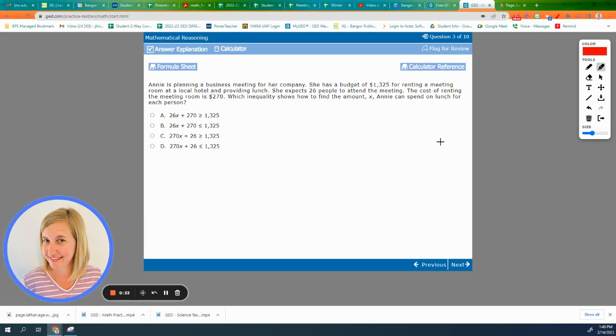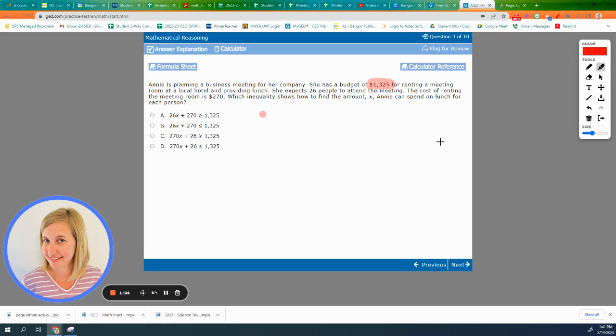Okay, so anytime you have a word problem, you need to break it down, figure out what important information they're giving you, and also understand exactly what it is you're trying to find. So right here, it tells us her total budget is $1,325. That's the maximum amount she can spend. And it tells us that she needs to rent a meeting room and she needs to provide lunch. So there's two things going on. We have two costs that we're going to have to add together.